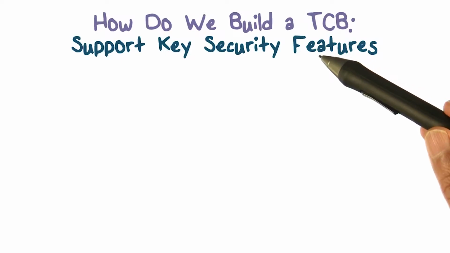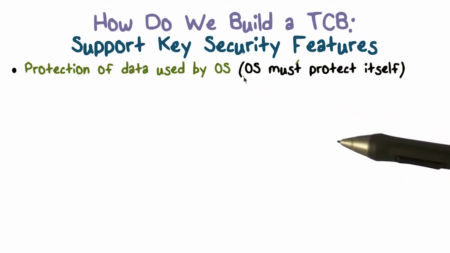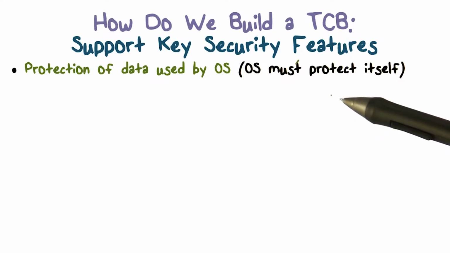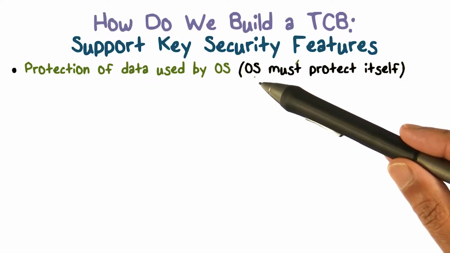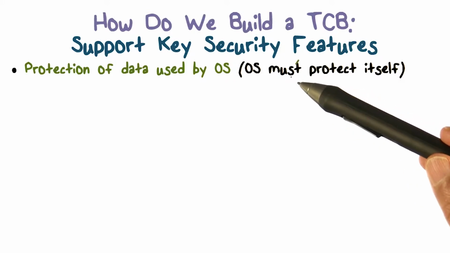So let's dig a little deeper into how we're going to implement some of those functions or features. First of all, we have to protect the data that is used by the operating system, or the trusted computing base. It must protect itself. Remember, one of the requirements we had is that it should be tamper-proof. So no one should be able to tamper with it, and that's only possible when it is able to protect itself against that kind of tampering.